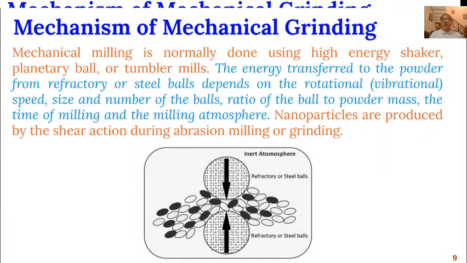The mechanism of mechanical grinding is that this is usually done under high energy shaker, planetary ball and tumbler mills. The energy is transferred to the powder from refractory or steel balls depending upon the rotational or vibrational speed, size and number of the balls. The ratio of the ball to powder mass, the timing of the milling and the milling atmosphere will determine what kind of nanoparticles will be produced by mechanical grinding.